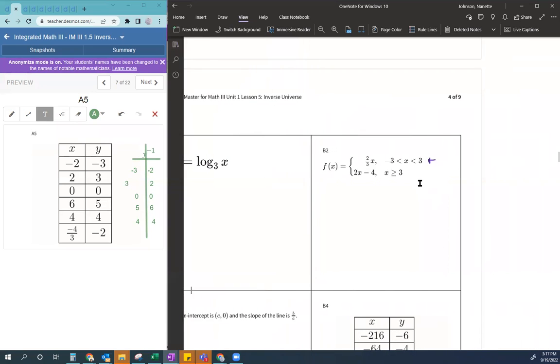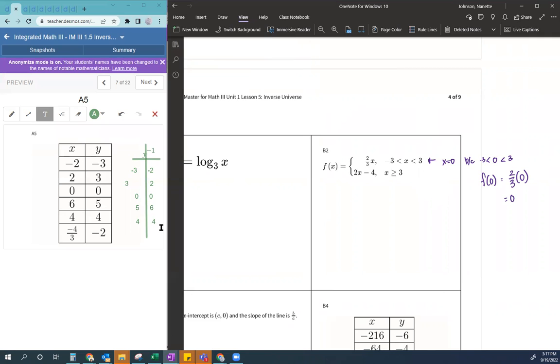Okay. So when I plug in, f of 0 would be equal to 2/3 times 0, I get a 0. So far that checks out because look, I got 0, 0, right? Let me check another point. Let's try the number 4. I should get out 4.